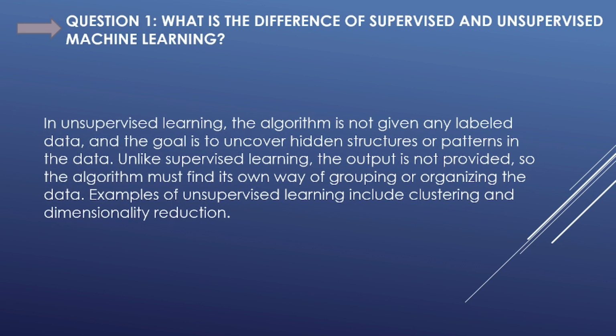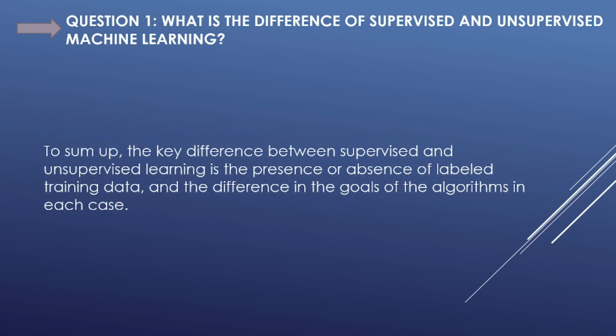In unsupervised learning, the algorithm is not given any labeled data, and the goal is to uncover hidden structures or patterns in the data. Unlike supervised learning, the output is not provided, so the algorithm must find its own way of grouping or organizing the data. Examples of unsupervised learning include clustering and dimensionality reduction. To sum up, the key difference between supervised and unsupervised learning is the presence or absence of labeled training data and the difference in the goals of the algorithms in each case.